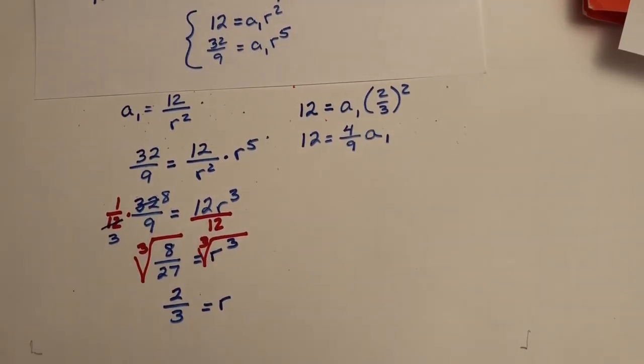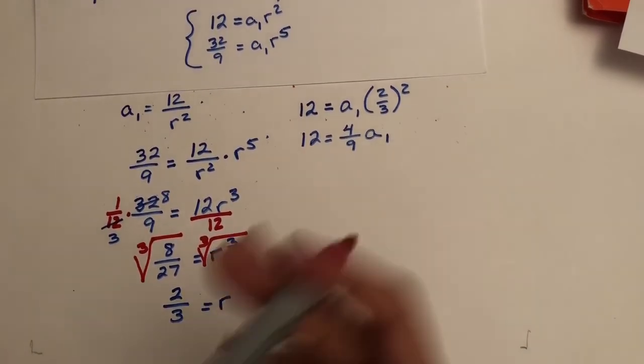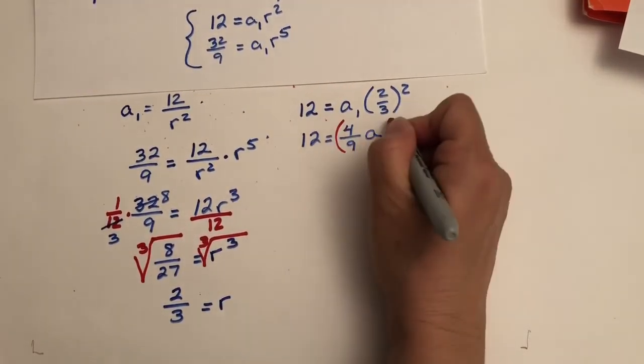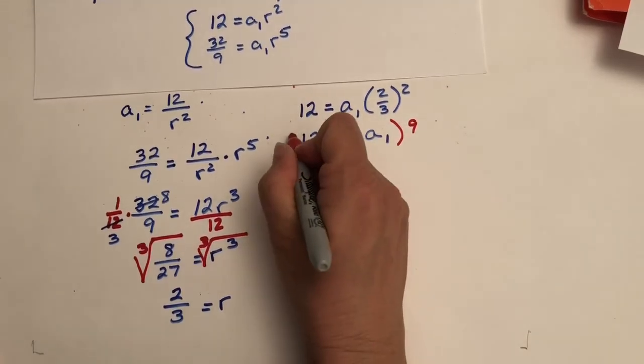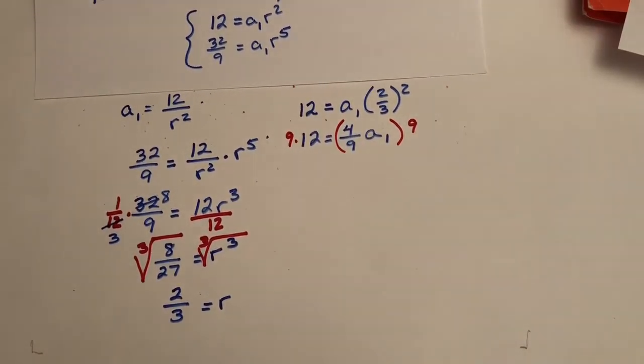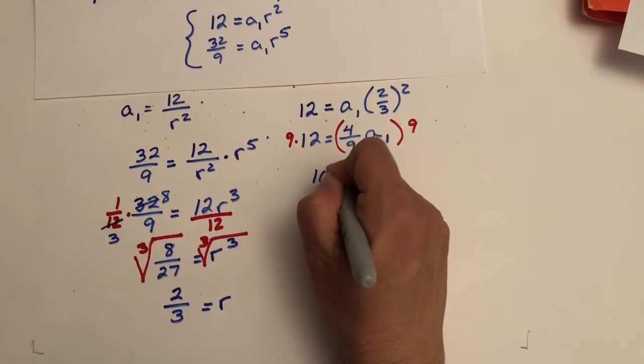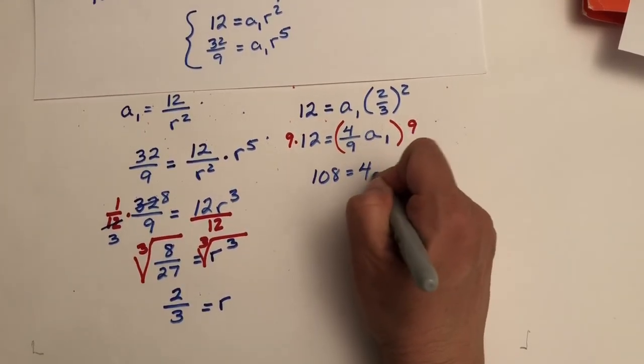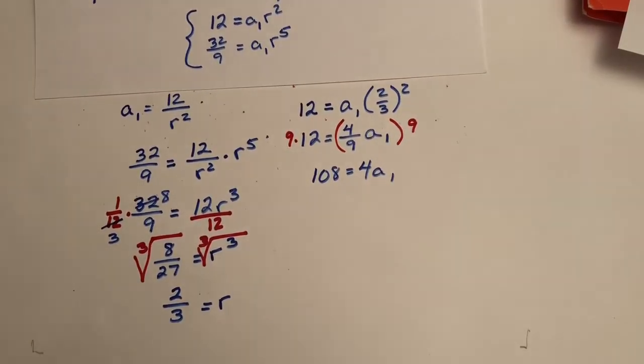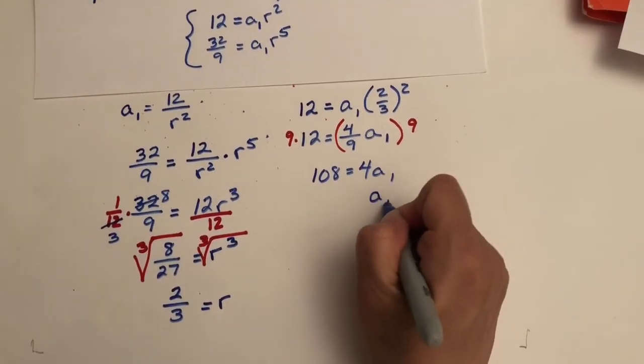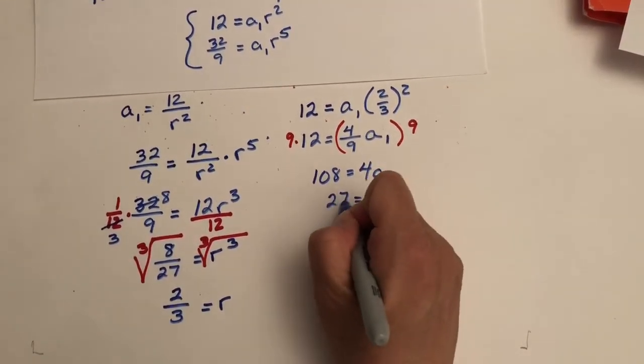We can multiply by 9 and divide by 4, or multiply by 9/4. It's your choice when you're doing the problem. Let's see, I'll just multiply by 9. Multiply this side by 9 and multiply this side by 9. So I have 108 equals 4a sub 1. And when I divide both sides by 4, I get 27.